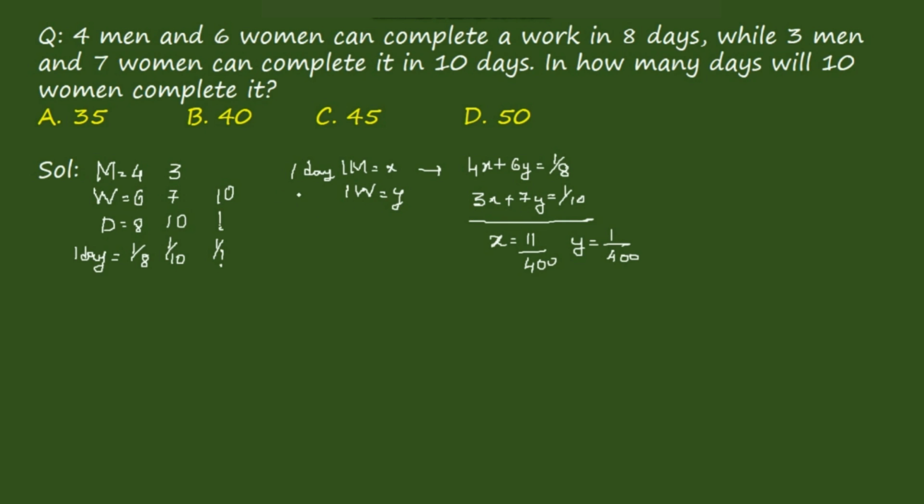We have seen here that 1 day work of 1 woman is y, then 1 day work of 10 women is equal to 10 into y. As we know the value of y, 10 into 1 by 400, 0 gets cancelled, it becomes 1 by 40. Then 1 day work of 10 women is 1 by 40. The number of days required to complete the work is 40 days. So the answer for this question is option B.